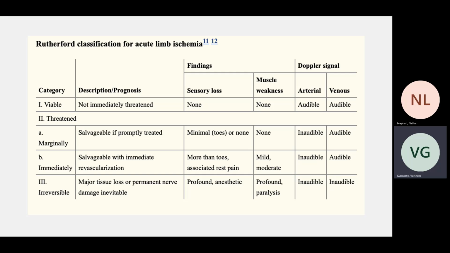So the big key here for an IR is, when you get to Rutherford 3 acute limb ischemia, this is a surgical emergency and they have to get surgical embolectomy. There are some centers where you have the ability to treat a patient with 2B, where they're having a little bit more than minor sensory loss, but you have to move quickly because they can progress from 2B to 3 really, really fast. Does that make sense?